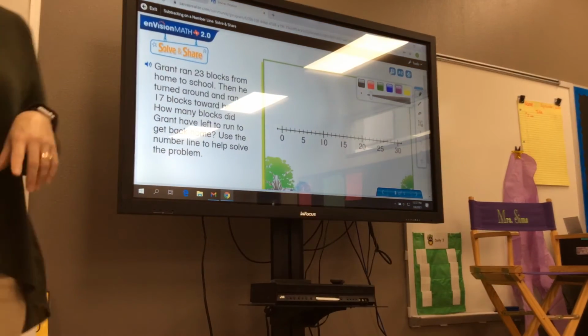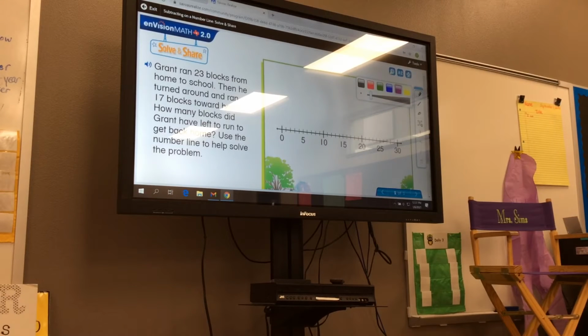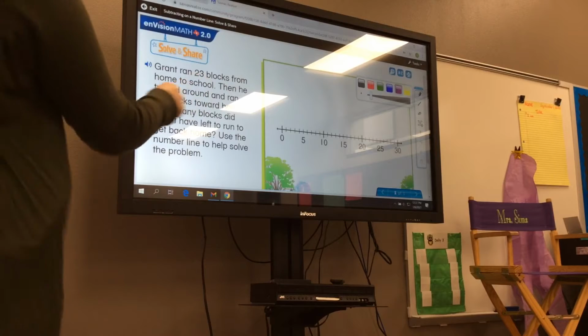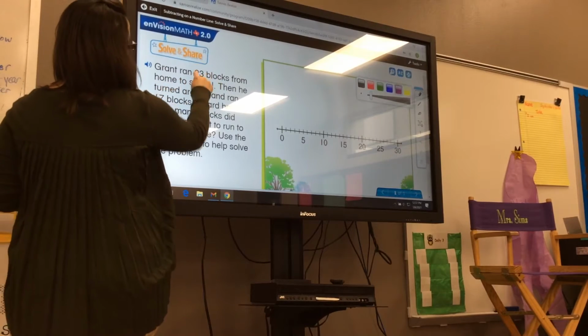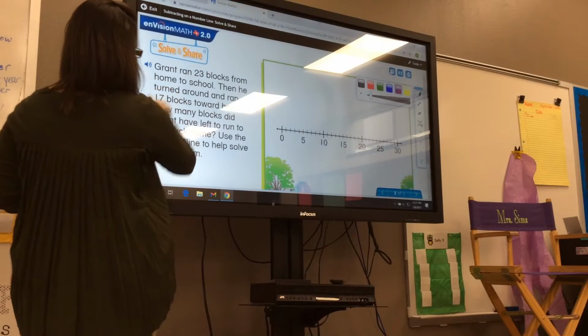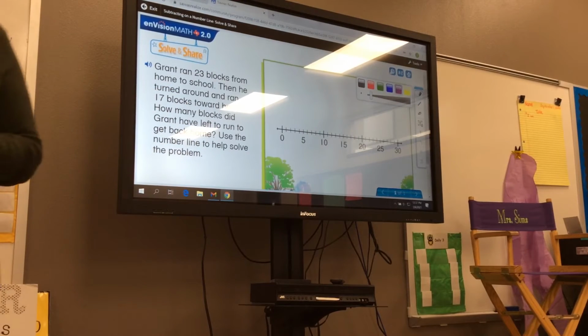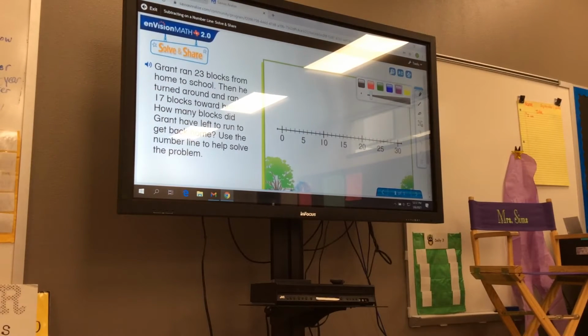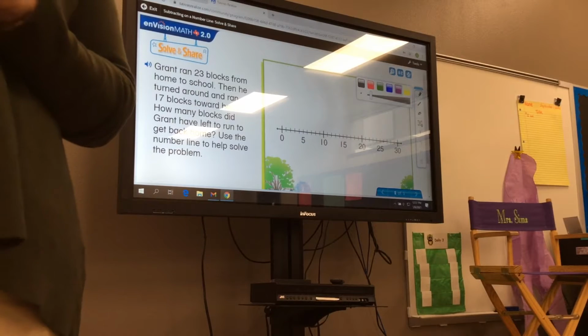4, CUBES method. Tell me, what does the C for CUBES mean? Circle key numbers. Circle my key numbers. So you should have circled, remember my touch screen's not working, circle 23 and circle 17. Okay? Then what is the U in CUBES method? What does the U mean?